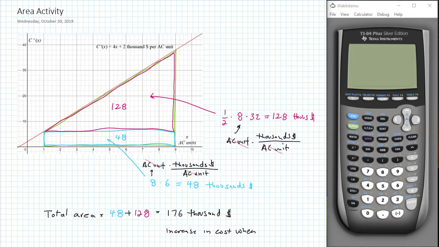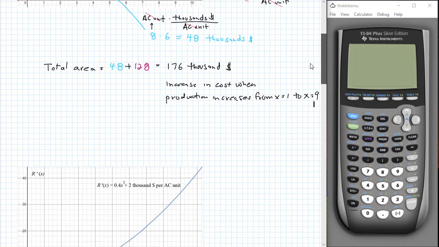So what we have here is the increase or the change in cost when production increases from x equals 1 AC unit to 9 AC units. So the idea behind this part is area basically undoes a derivative. All right, so let's look at the next graph we have here.